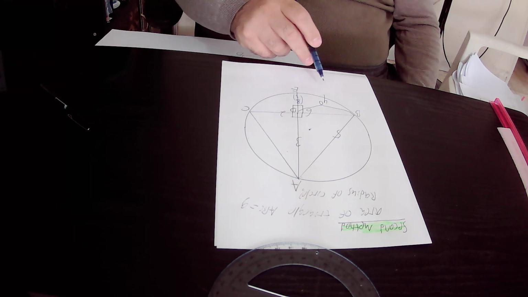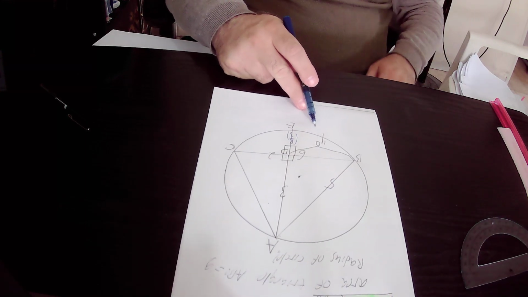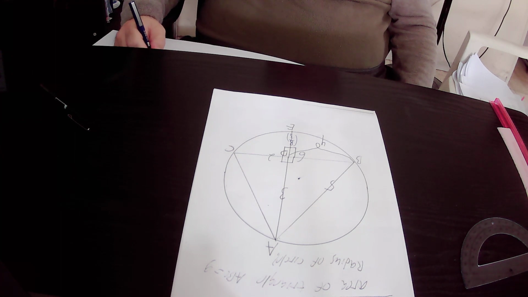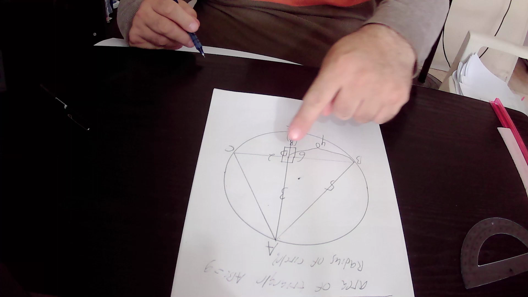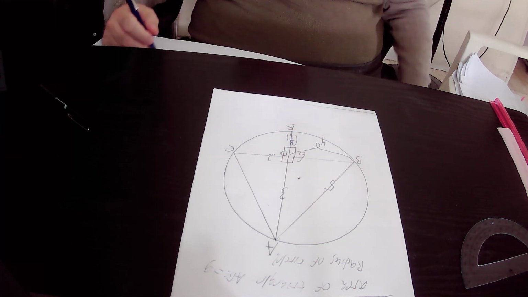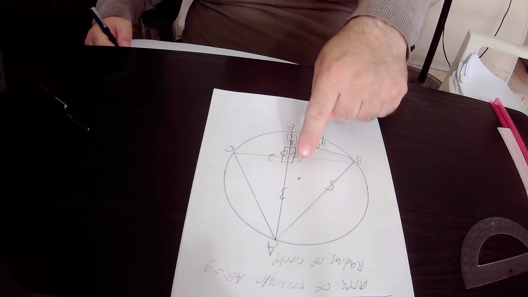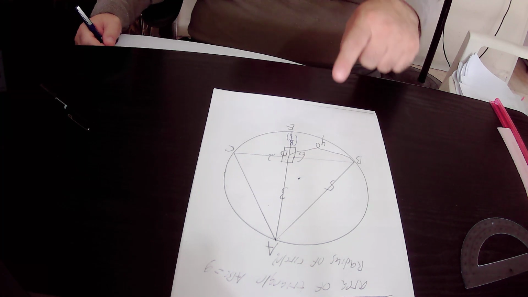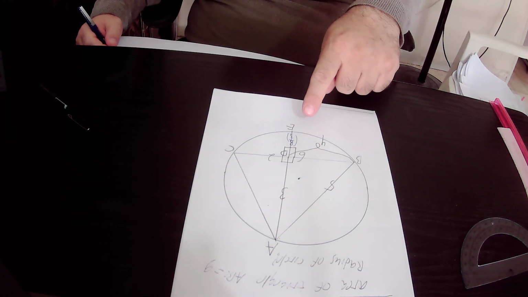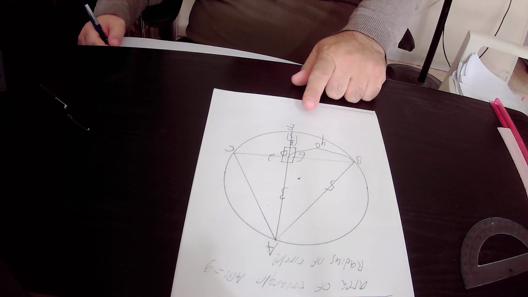equals BD squared. BD equals 4, so BD squared is 4 squared, that is 16, plus DC squared. DC equals 2, so DC squared is 2 squared, that is 4, plus AD squared. AD equals 3 units, so AD squared is 3 squared, that is 9, plus DE squared. DE equals 8 thirds, so 8 thirds squared is 64 over 9.